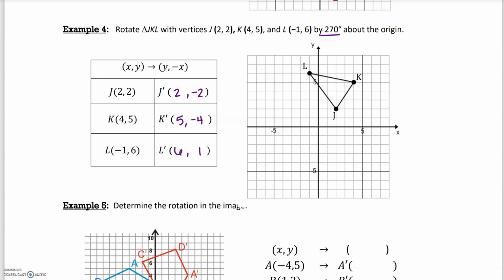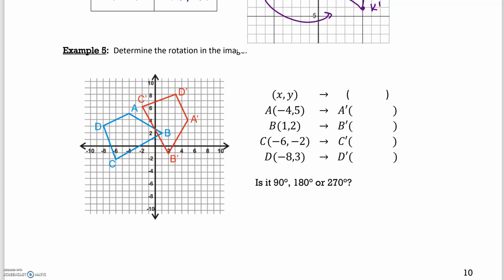So J prime would be at 2, -2. K prime would be at 5, -4. L prime is going to be at 6, +1. And then we're going to connect. And there we are. So 270 all the way around there.